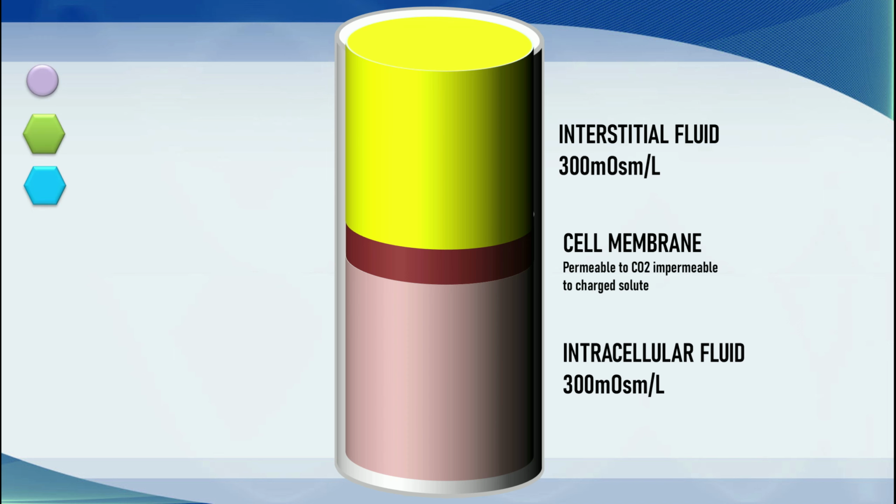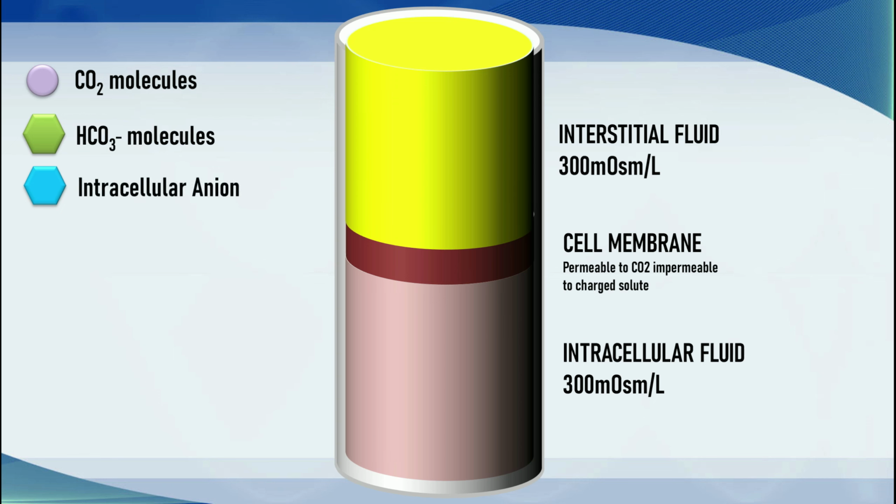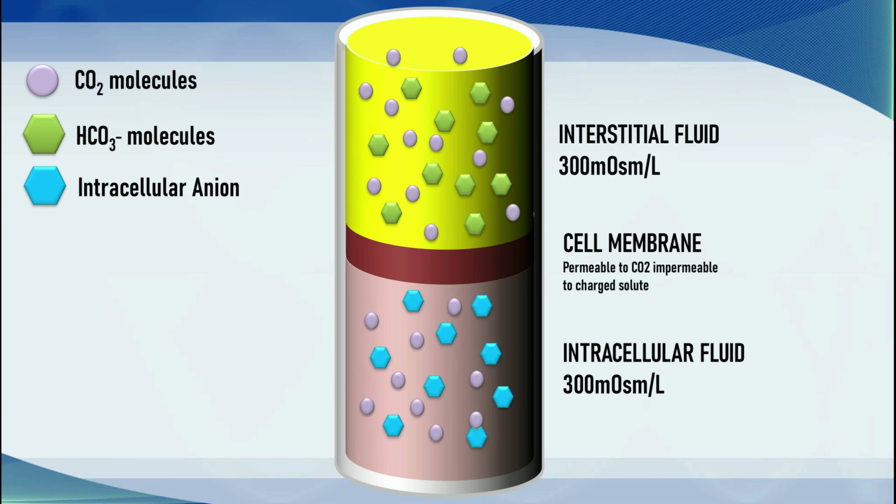Into these compartments we're going to put three things: carbon dioxide that's dissolved, bicarbonate, and intracellular anions such as phosphate. At this point in time, all things are equal. There is an equal osmolality between the two compartments, so the bicarbonate and the phosphorus stay where they are, and the carbon dioxide tension is equal between the two compartments. But that's not how the body works.